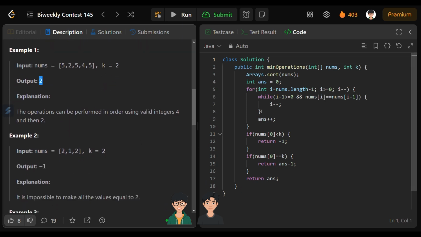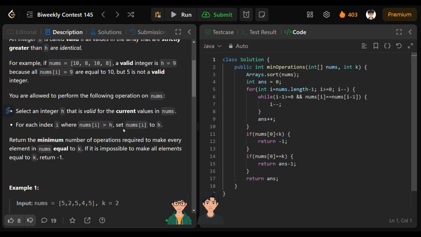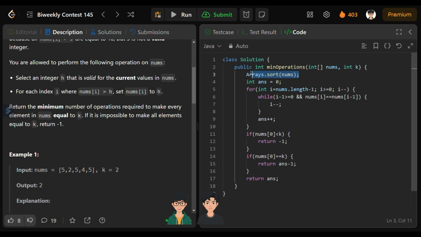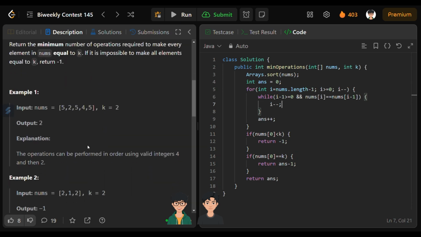So the approach of this question is very easy. The question is trying to confuse us, but it's very easy. You just have to sort the array and initialize an answer variable. Now from the back you have to iterate, and you have to find out how many unique elements there are in the array.